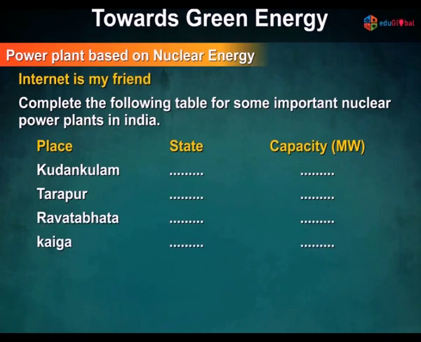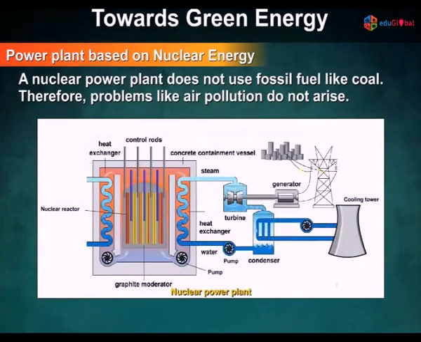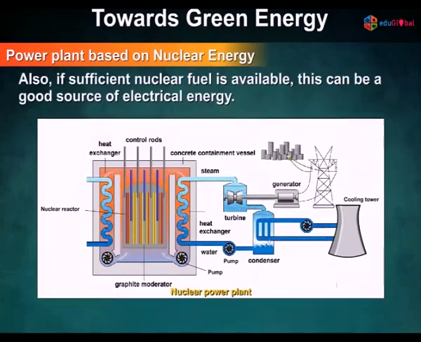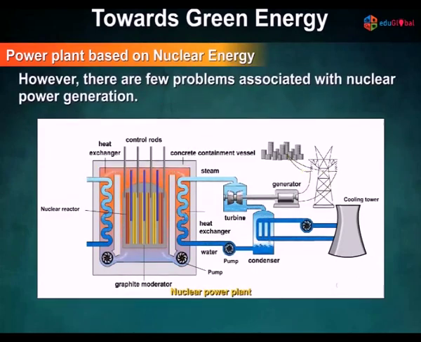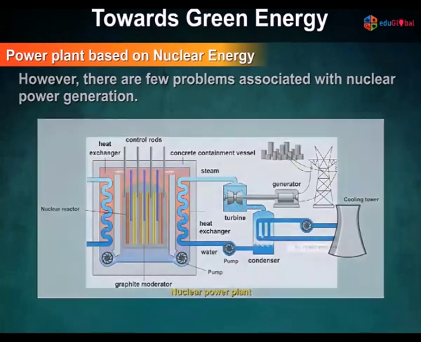A nuclear power plant does not use fossil fuel like coal. Therefore, problems like air pollution do not arise. Also, if sufficient nuclear fuel is available, this can be a good source of electrical energy. However, there are a few problems associated with nuclear power generation.